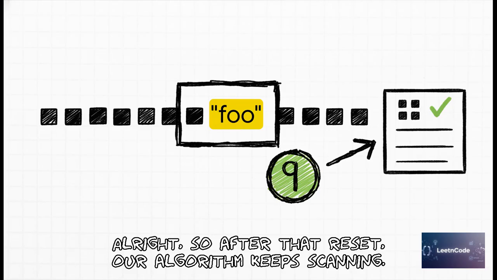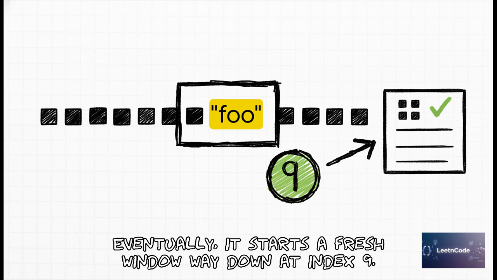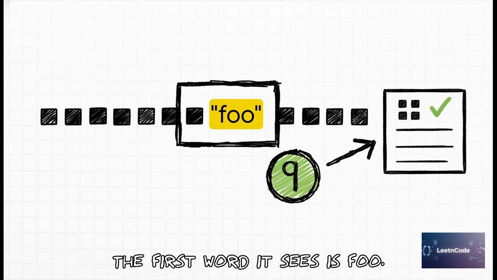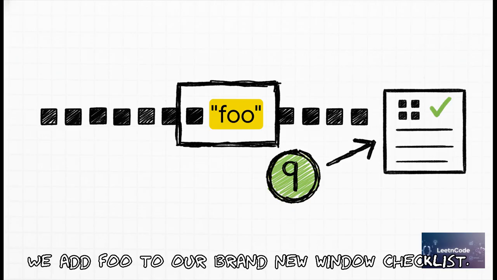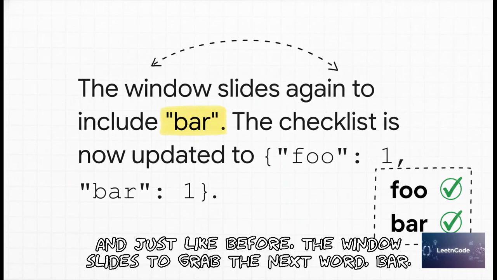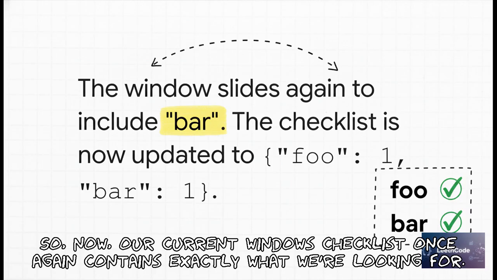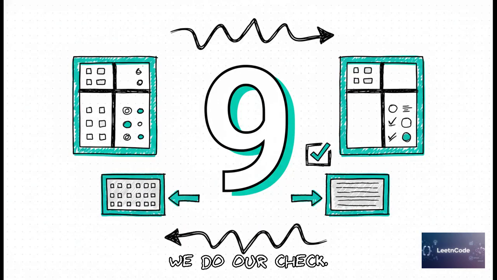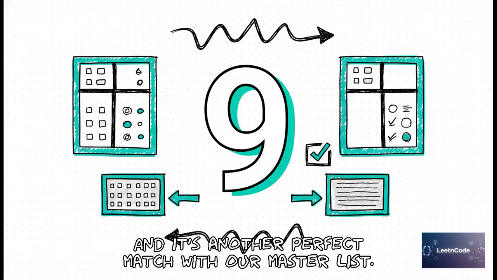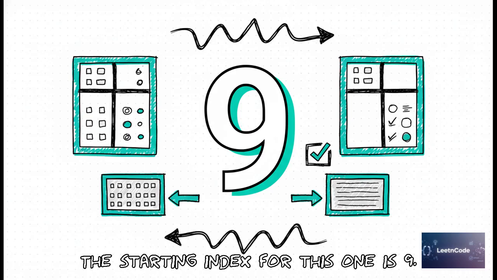All right, so after that reset, our algorithm keeps scanning. Eventually, it starts a fresh window way down at index 9. The first word it sees is foo. We're back in business. We add foo to our brand new window checklist. And just like before, the window slides to grab the next word, bar. We tick that off on our window's list. So now, our current window's checklist once again contains exactly what we're looking for: one foo and one bar. And boom! We do our check, and it's another perfect match with our master list. So we've found our second answer. The starting index for this one is 9.